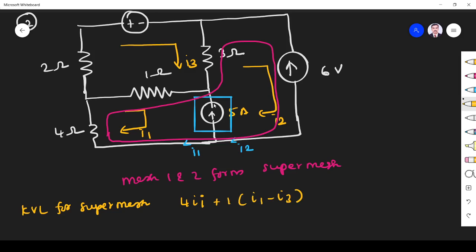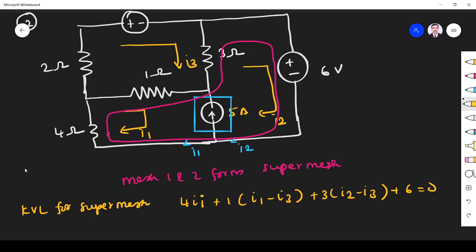Again you come here, and just ignore this supermesh branch now. Later we will see. Here the current going through this is I2, because in this mesh the current is I2, and the opposite current is I3. So plus 3 into (I2 minus I3). Next we have this 6 volt source, please forgive me, it is not this one. The direction is like this, 6 volt. So plus 6, since current enters the positive terminal. This is the KVL for the supermesh.